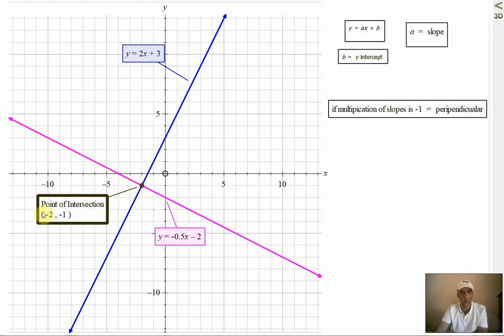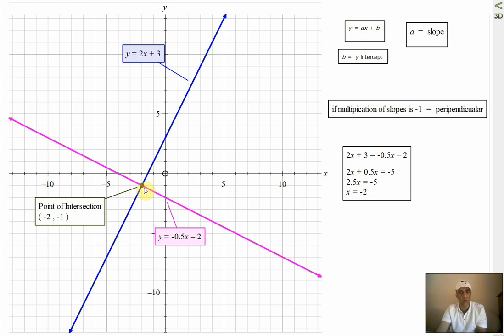If you see 2x plus 3 equals minus half x minus 2, as you see in the picture, we can calculate x, and x is minus 2. And if we put minus 2 in each of these linear function equations, we can find y, the position of the intersection. And it is very easy and very understandable.